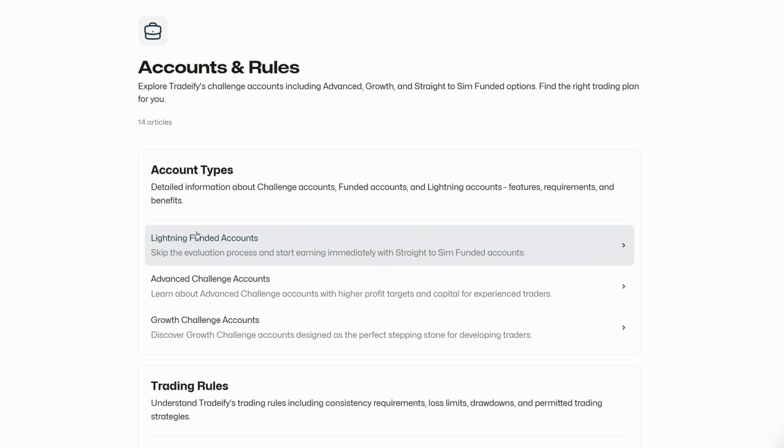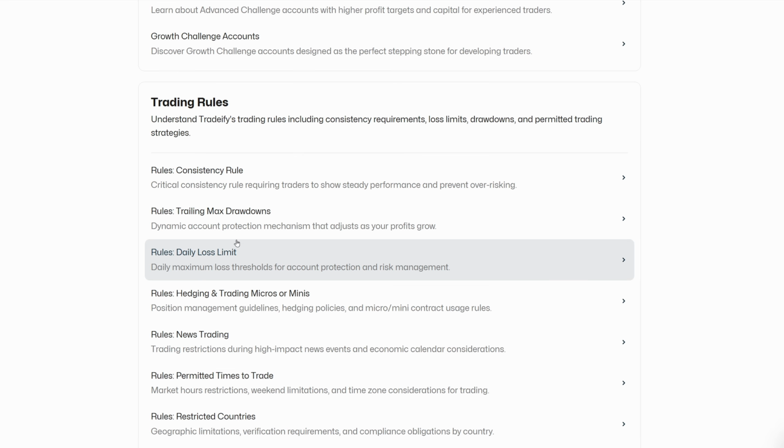Now this could vary. It could be the Lightning Funded accounts if you still have some of the grandfathered accounts in from the past, the advanced accounts, or the growth accounts. If you're purchasing a new account with the current discount, it's either going to be the growth account or the Lightning Funded accounts. Well, let's take a look at some of these rules real quick. And again, these accounts have very similar rules.